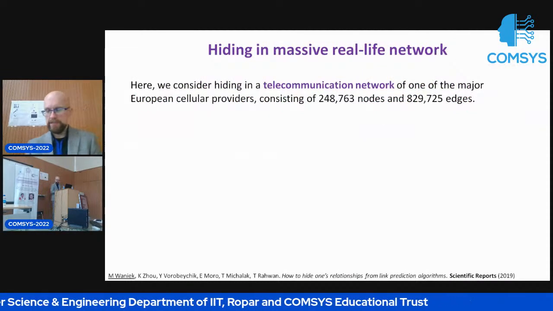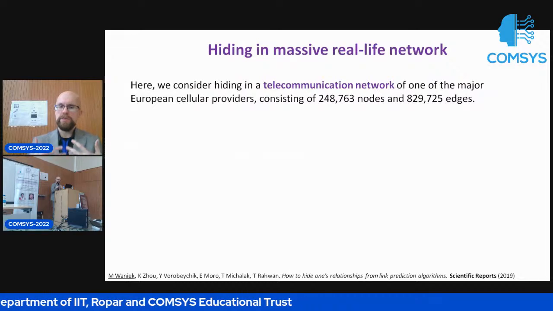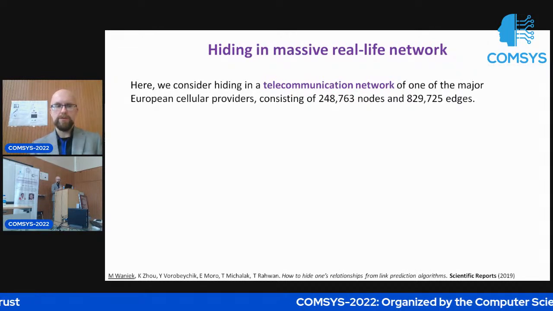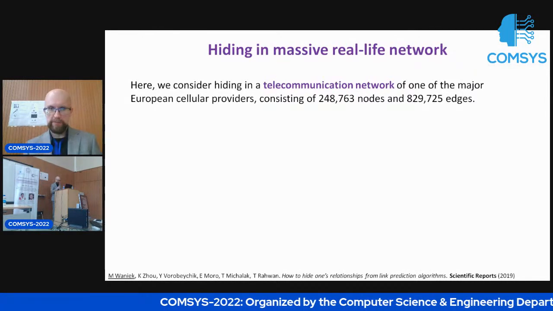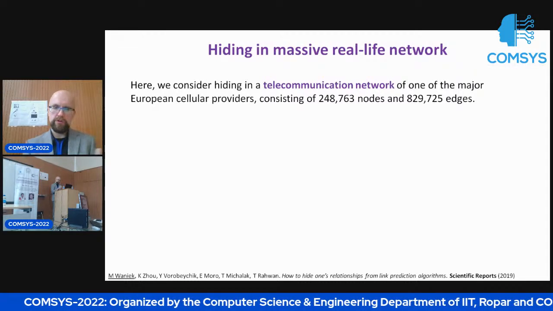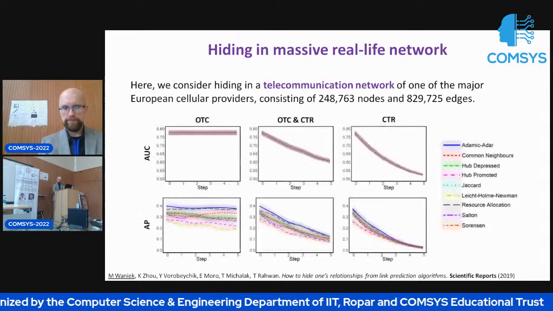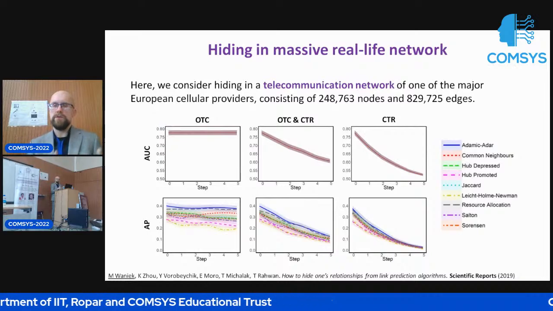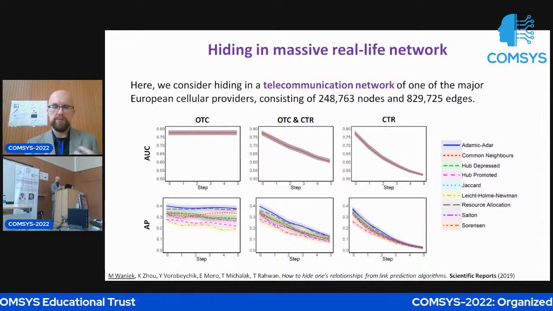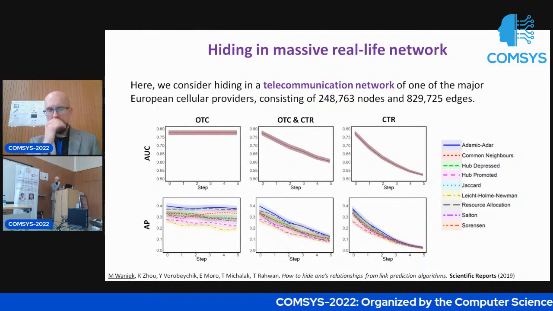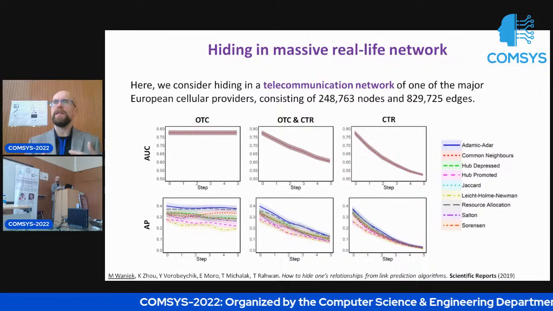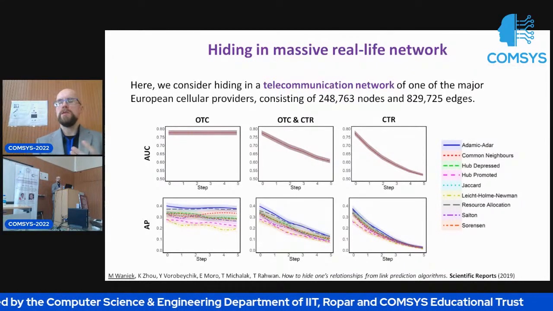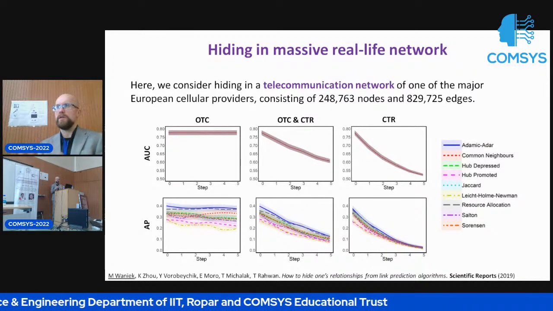Okay, so far we've seen results for random networks. Now we run our heuristics on a real-life network: a telecommunication network from one of the major European cellular providers, which consists of about 250,000 nodes and a little less than 1 million edges. And again, we can see that even in a real-life, non-random network, our heuristics still remain relatively successful. OTC, not so much, so adding edges is maybe not very helpful in most cases. However, CTR, so removing the edges, is usually allowing us to hide our edges from link prediction algorithms.